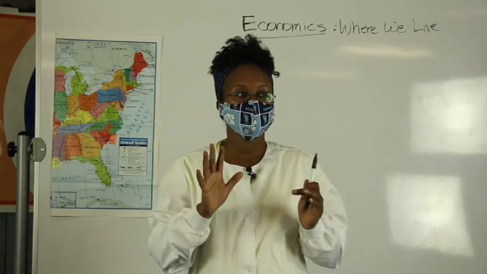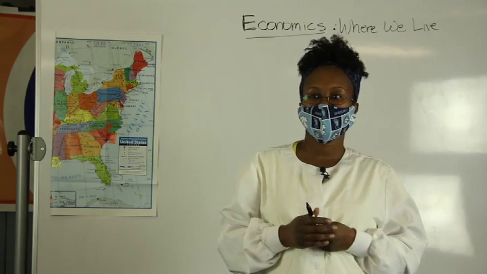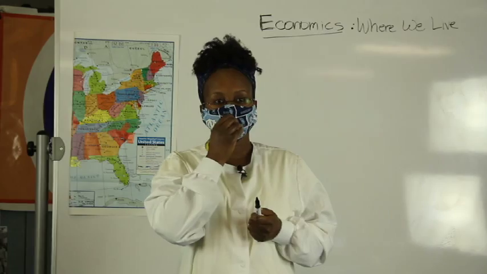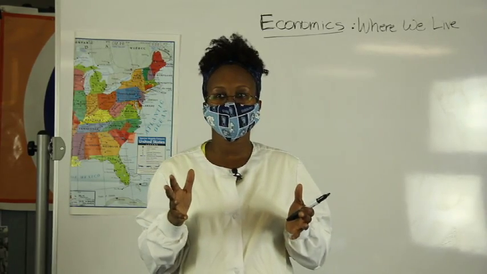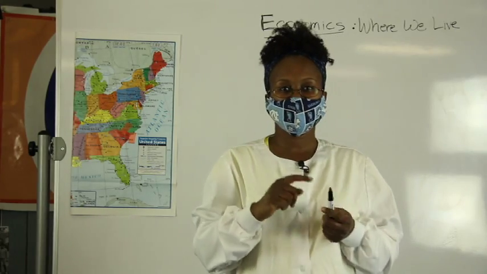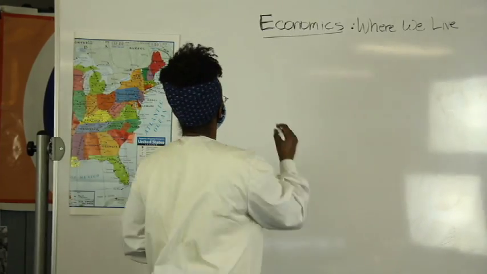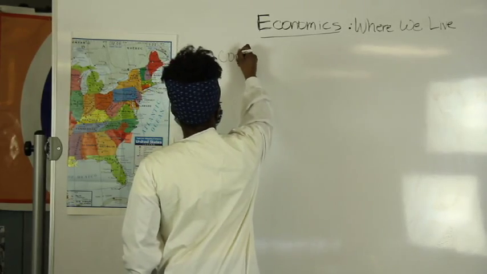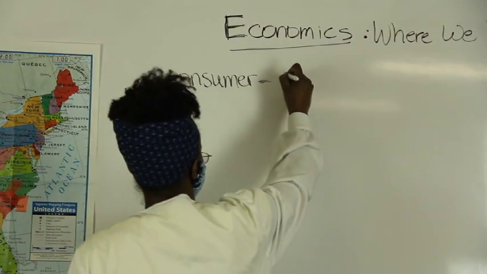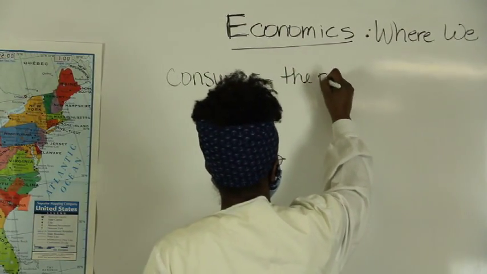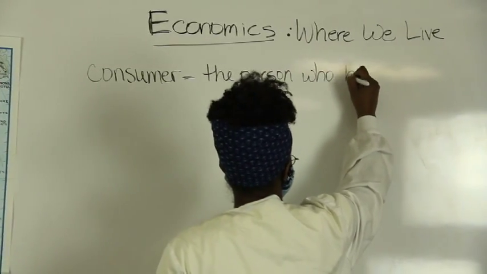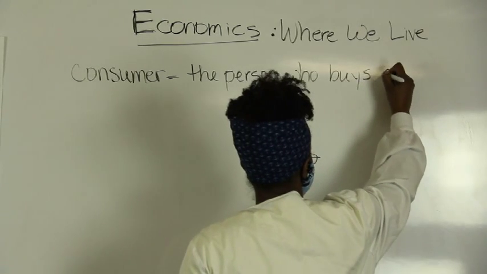Before we can actually get into it, we first have to talk about the person who buys. Because if you don't have somebody who wants to buy something, you can't really have an economic system. So we first have to talk about what's called the consumer. The consumer is the person who buys goods and services.